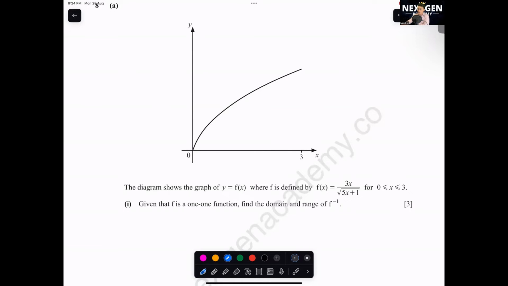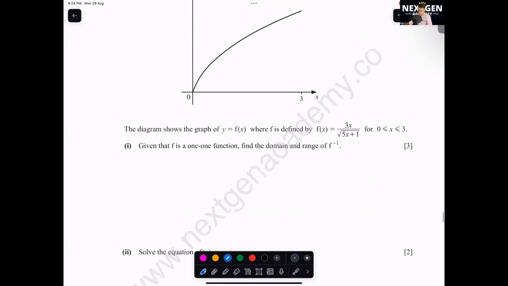How do we do this? You just need to find the domain and range for f(x) first. Then after that, you just inverse both the domain and range for f inverse x. So for f(x), we calculate the domain first. Oh wait, they already gave us the domain, so the domain is from 0 to 3. Now we want to find the range.